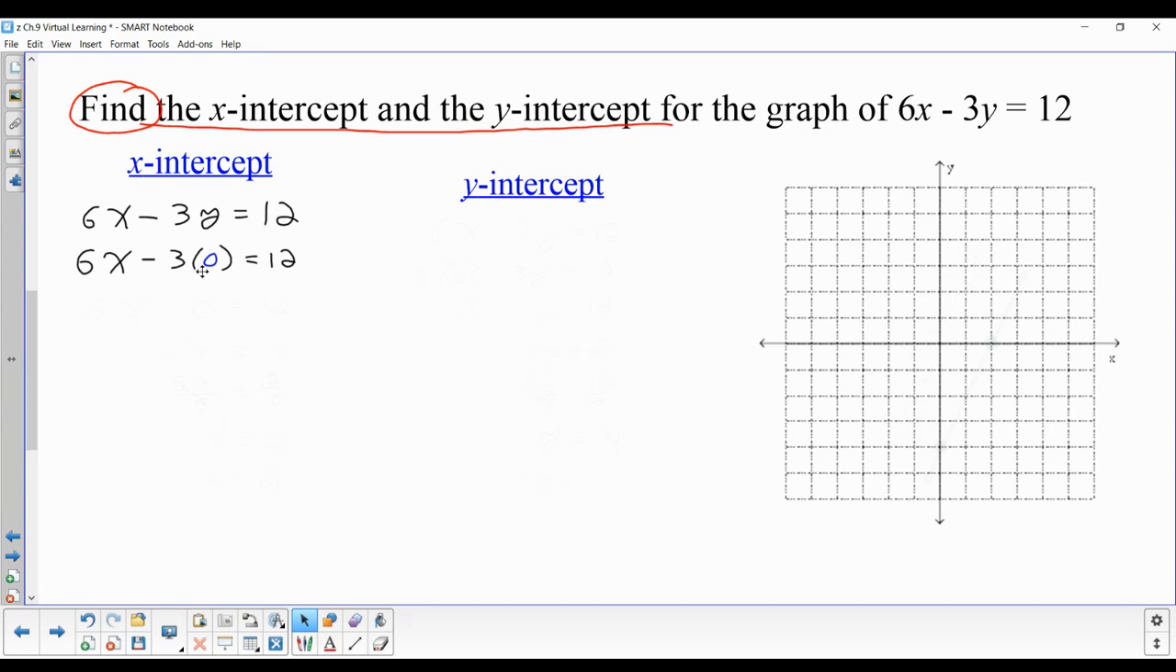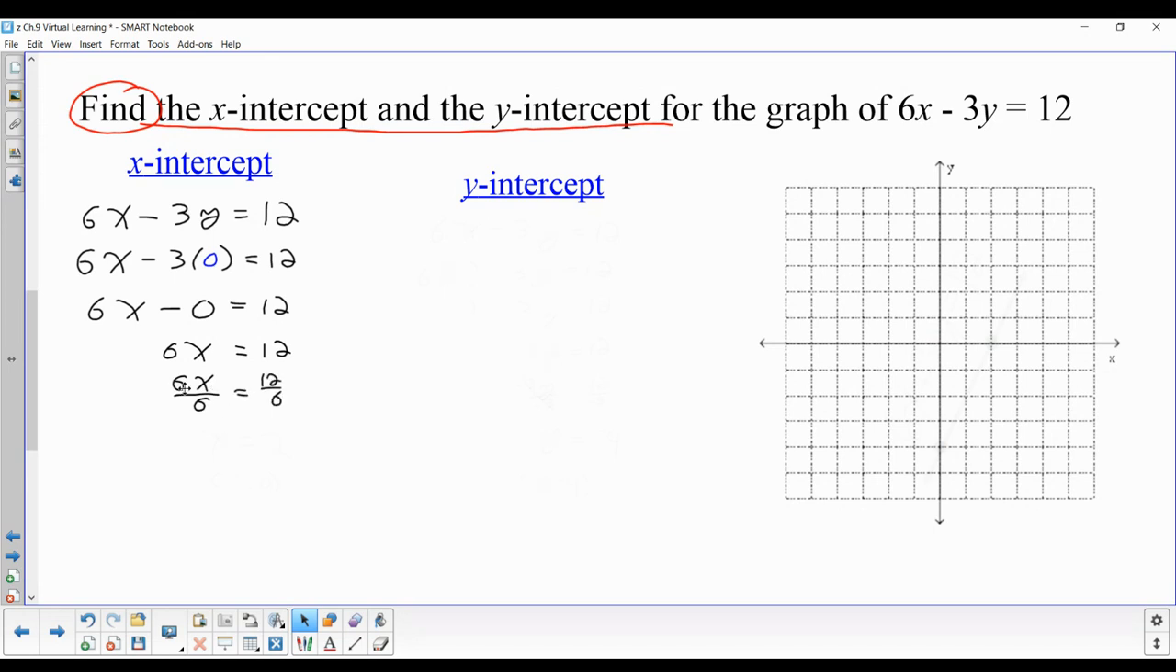So we can do 3 times 0 is 0. Copy everything else exactly the way we see it. And we know how to do 6x minus 0 is 6x. Copy everything else you did not use. That's equal 12. Then you identify your variable. It's an x. You look at what's happening to the variable. It's multiplying by 6. So you do the inverse, divide by 6.